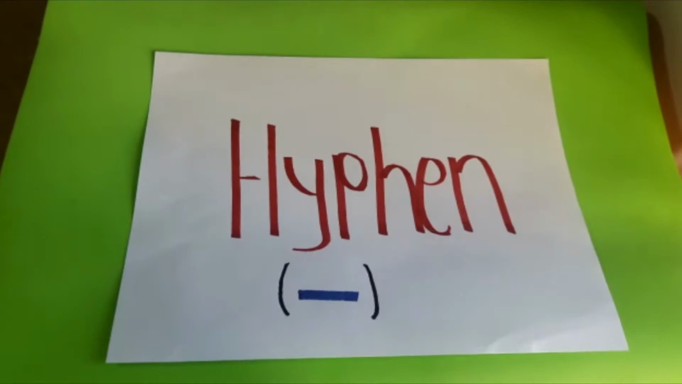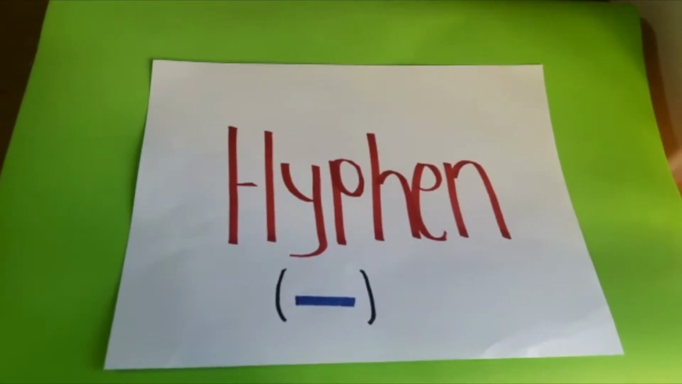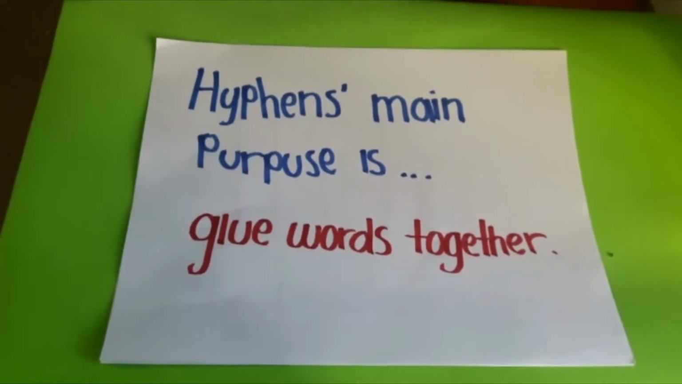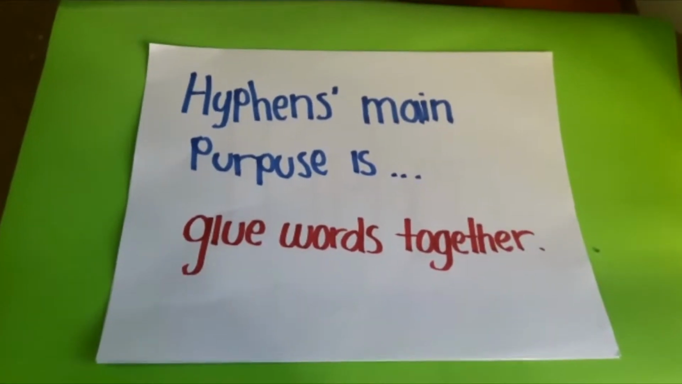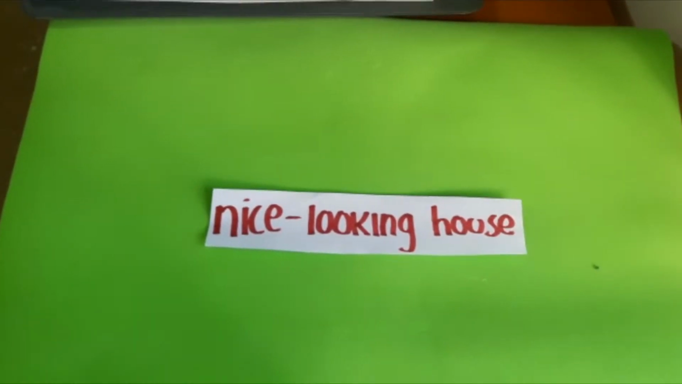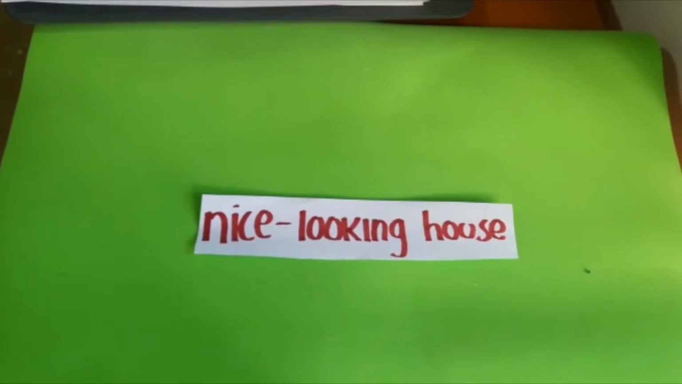A hyphen is a punctuation mark that is used to join words together. The hyphen's main purpose is to glue words together, like in this example, nice-looking house.